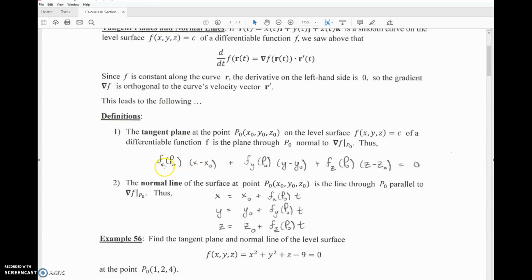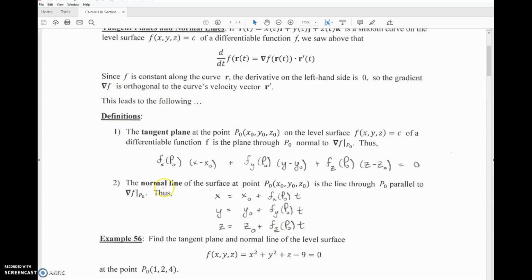Okay, so the plane is just f sub x at P naught times x minus x naught plus f sub y at P naught times y minus y naught plus f sub z at P naught times z minus z naught equals 0, right? Because the tangent plane to a surface is going to be tangent to a level curve, and we know that the gradient vector is perpendicular to a level curve, so it's got to be perpendicular to the tangent plane. So that's how we can come up with this equation.